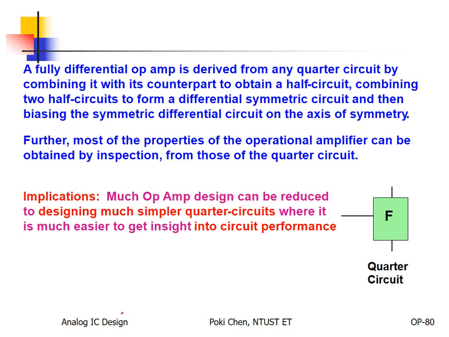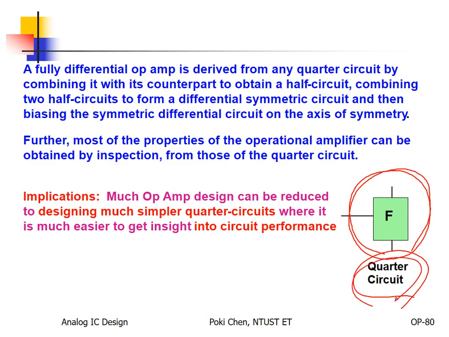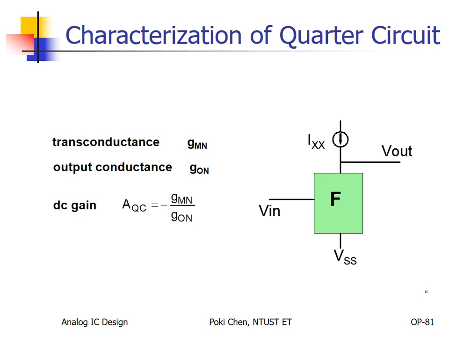For your analysis, for your own design, it is much simplified because the overall performance is decided by this one. A good quarter circuit will generate a good fully differential op-amp. A bad quarter circuit will generate a bad op-amp. That's it. Focus on this.